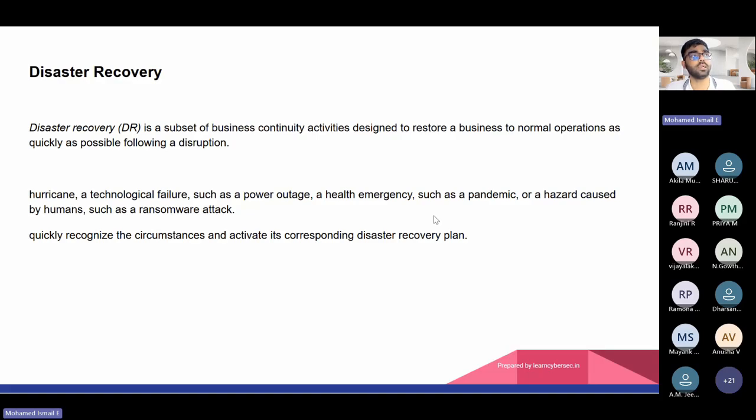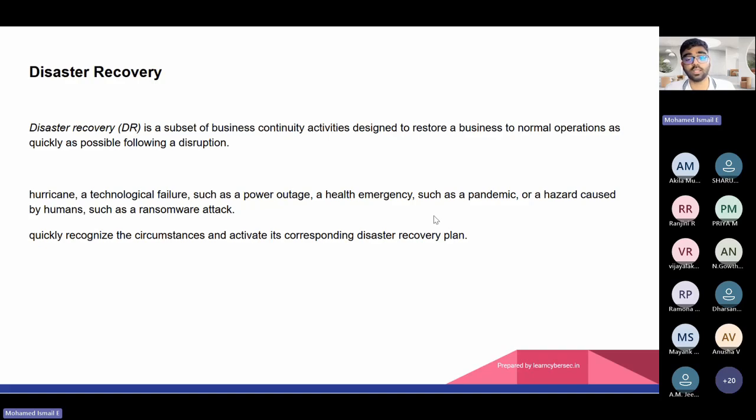There is a disaster that happened. I come to the same example. There was a flood in Chennai. Now we need to restore the business as quickly as possible because the disruption is a flood, hurricane, or technological failure such as a power outage, health emergency such as the COVID pandemic, or hazard caused by humans such as a ransomware attack. These are general attacks or disasters which we may anticipate and expect while running the business.